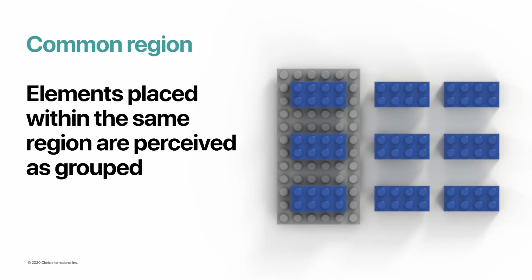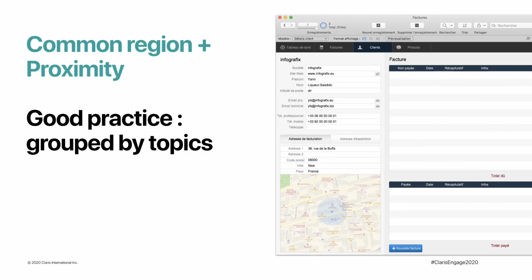Another way to visually associate elements is to frame them. It's the law of common region. This simple technique, inherited from paper desktop publishing, consists of creating sections using backgrounds or frames. All starter solutions use these proximity and common region laws, as here with the invoices solution. Fields are grouped by topics and sections are represented with frames.